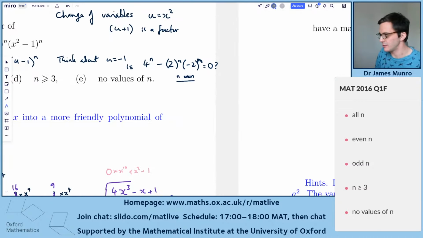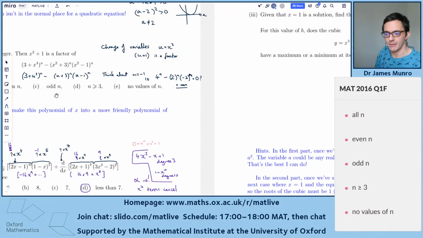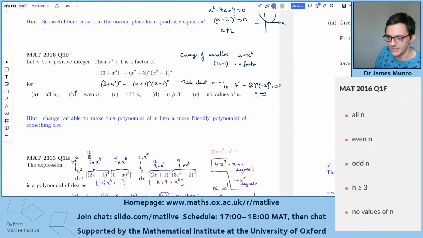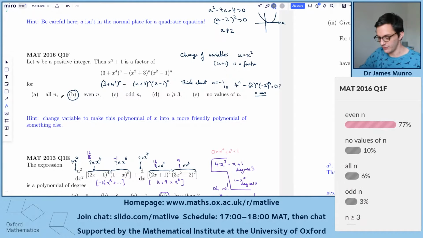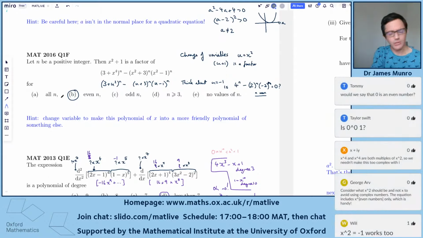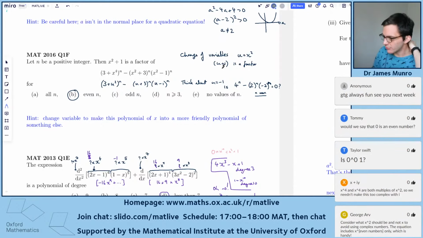Okay, undo the crazy zoom. So I think I want n to be even, which is, I think, also the solution that you get out of thinking about complex numbers or some other method of doing the question. Oh, chat's with me at about 80%, which is nice. I saw quite a few people voting for no values of n, which I get, I suppose. You might get through to here and think that u can never be minus 1 because u is a square, which sort of does make sense, I suppose.